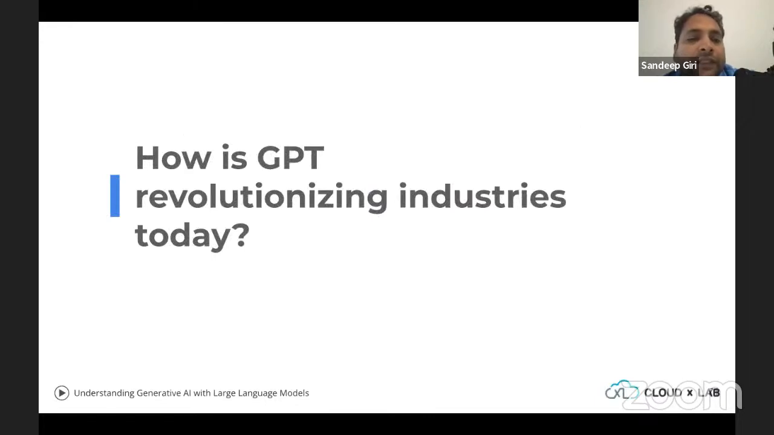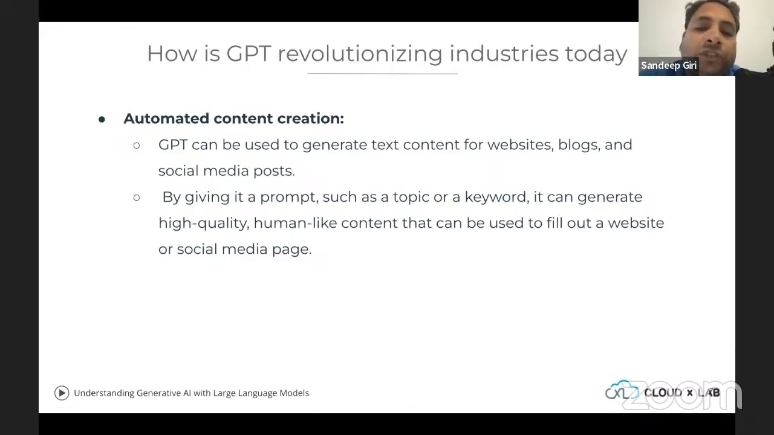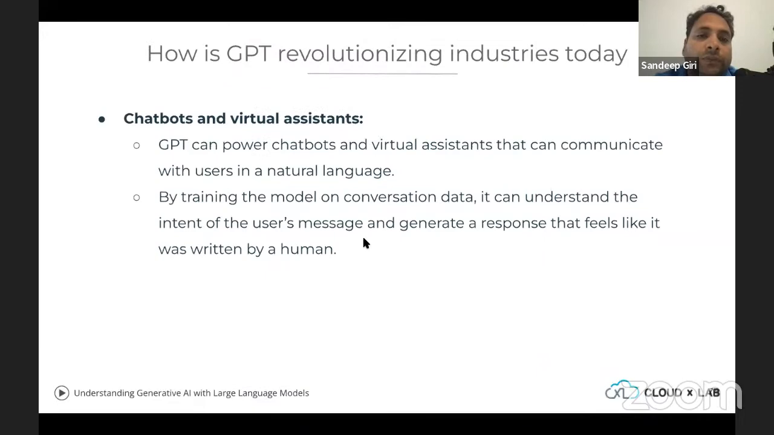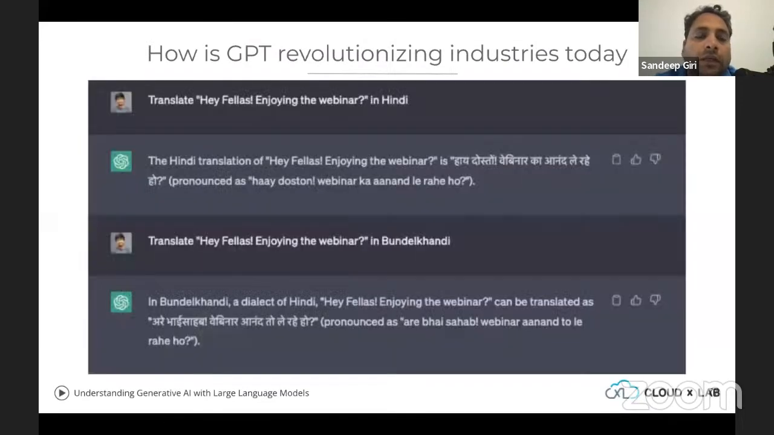How is GPT revolutionizing industries today? GPT can be used to generate text content for websites, blogs, and social media posts. By giving it a prompt, such as a topic or a keyword, it can generate human-like content of very high quality. It can also do translation, like human-level translation.